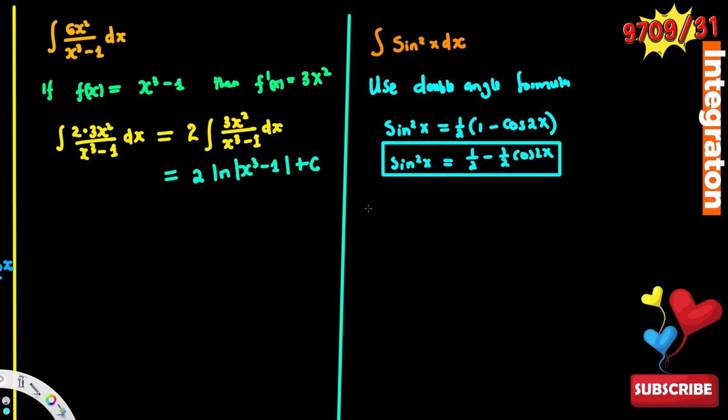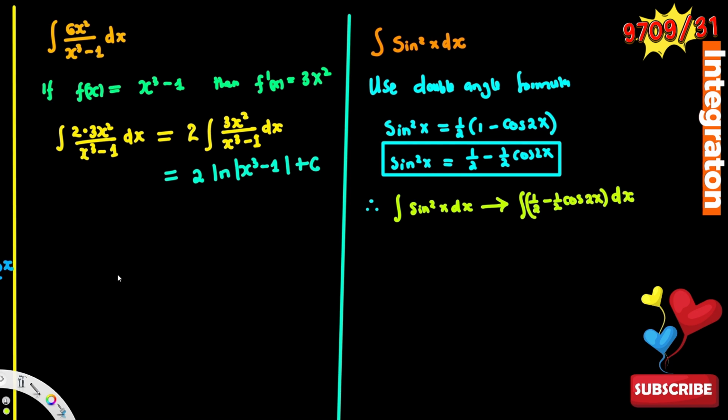So sine squared x can be expressed as that. Now you can see on the other side of the equal sign, we have a half minus a half cos 2x. We don't have the power. Then we can now apply the previous formulas, the technique we learned earlier. So how can we go about this? So this integral, sine squared x dx, can be written as follows.